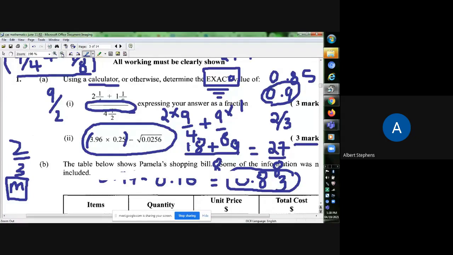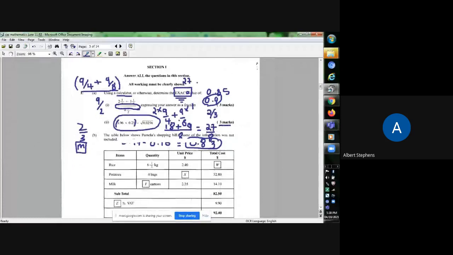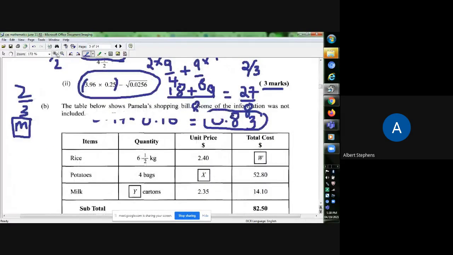All right. Okay, so we're going to proceed to look at this question here. Let me see if I can erase. Well, it's not really erasing. We're looking at a little shopping list. This is Pamela's shopping list.